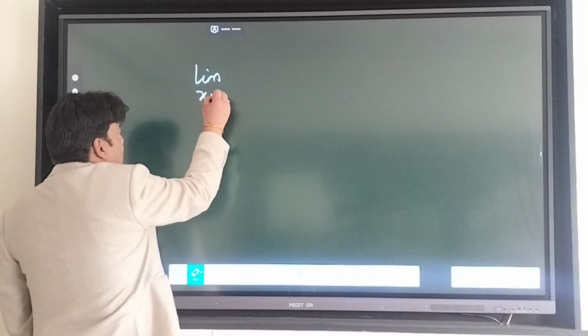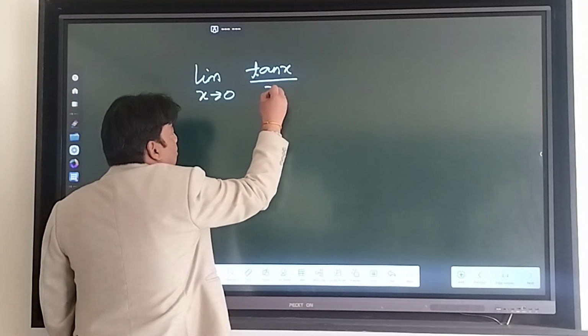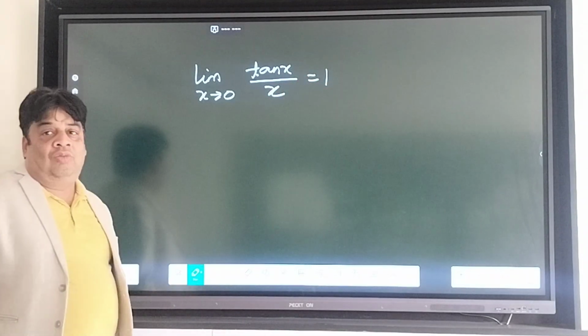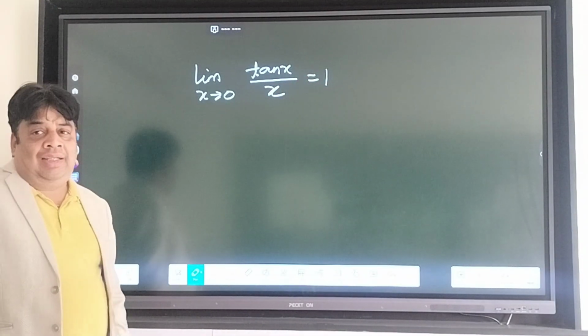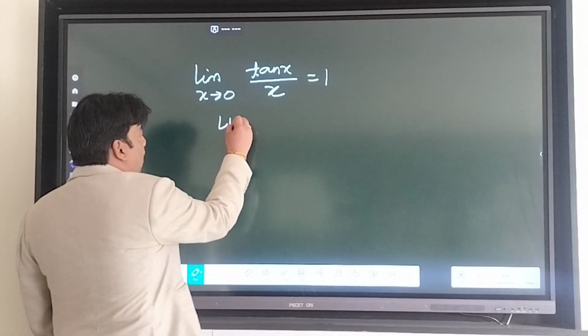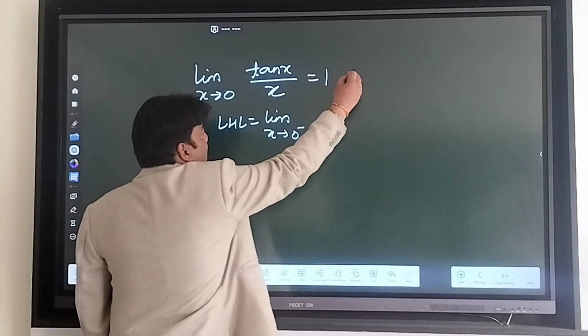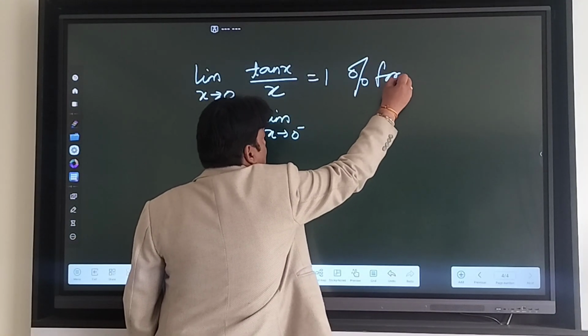Now I should move on to one more formula which everybody is very clear about. Limit x tends to 0, tan x by x is also known to everyone. It is also 1. Now again we want to check whether it is slightly greater than 1 or less than 1. So if I talk about left hand limit, limit x tends to 0 minus, this is again the 0 by 0 form.